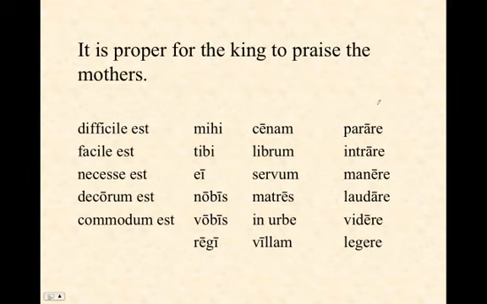It is proper for the king to praise the mothers. It is proper. Remember, we just learned this phrase, decorum est. It is proper, it is fitting for the king. Notice here we've got a noun in the dative. You will frequently have pronouns like we have listed there, but anything, a noun or a name, could appear in that dative position. To praise the mothers, our object needs to be matres, and finally, to praise.